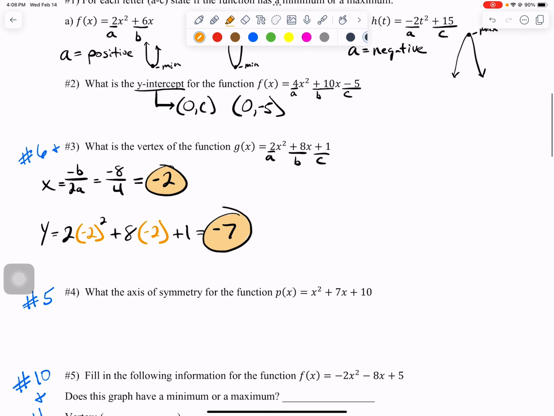And let me just write that out for us as a set of coordinates. And that right there would be your answer.